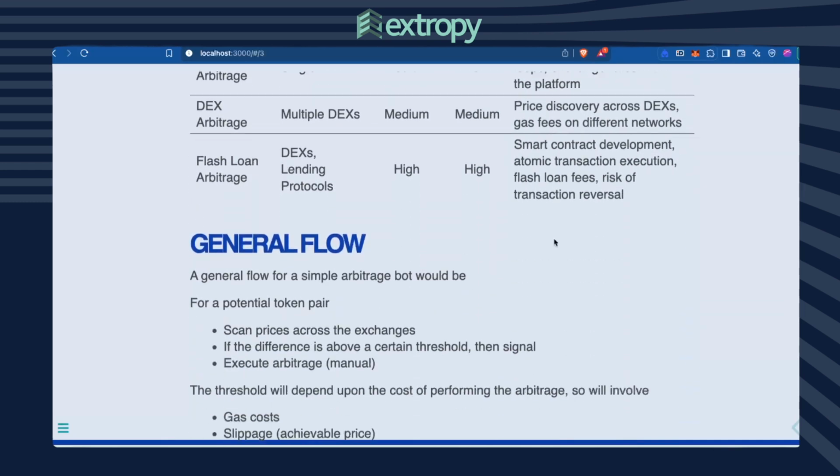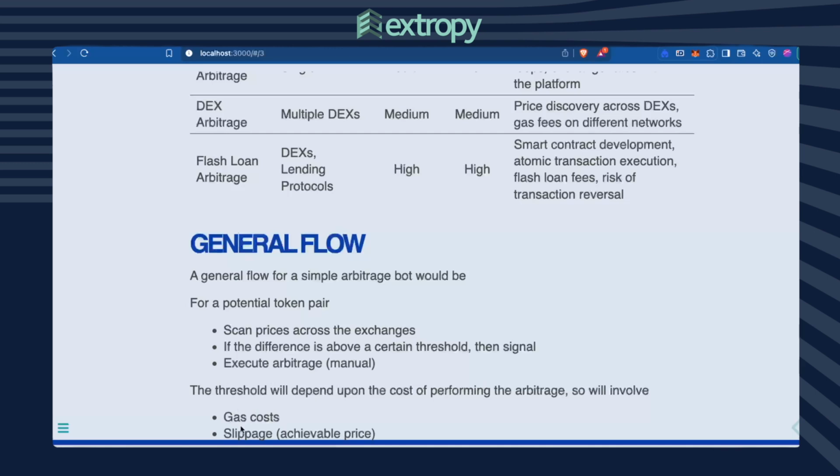Yeah, few details there. This is really just background for you. I think you may already know this, but then the general flow. Maybe you would look at a particular token pair, look at the prices across exchanges. If it's above a certain amount, then you provide a signal. Then you would execute arbitrage on that. Maybe you'd just automate part of it. So perhaps you would just have something that automatically looks for these opportunities and then lets you know, and then you go in manually to do the arbitrage, or maybe you automate the whole thing.